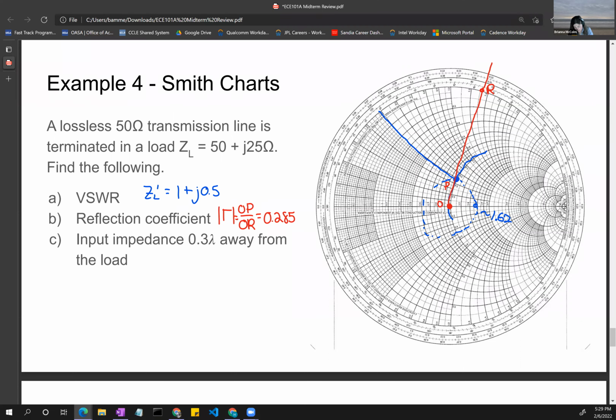For the next part, we're going to be looking at the input impedance 0.3 lambda away from the load. Let's see if we can use a different color. If we go 0.3 lambda away from the load, we're currently at a little less than 0.15 lambda. If we're adding 0.3 lambda to that, we're going to be around 0.45 lambda.